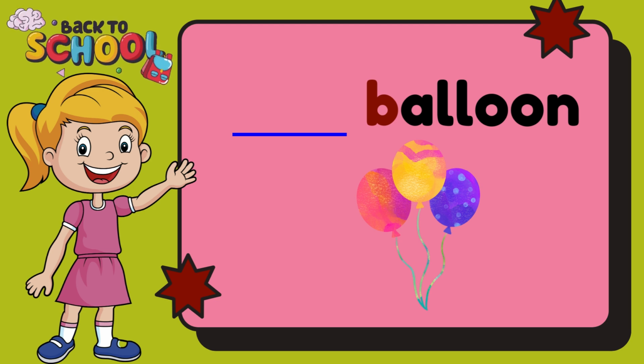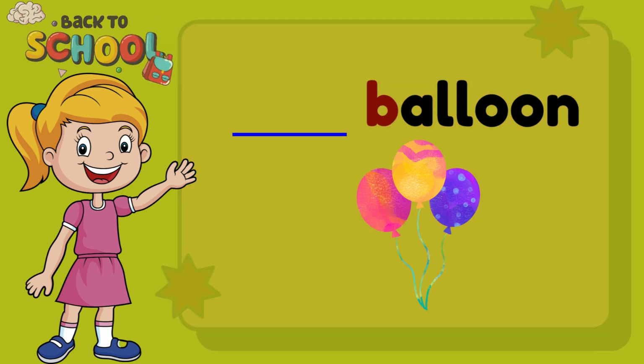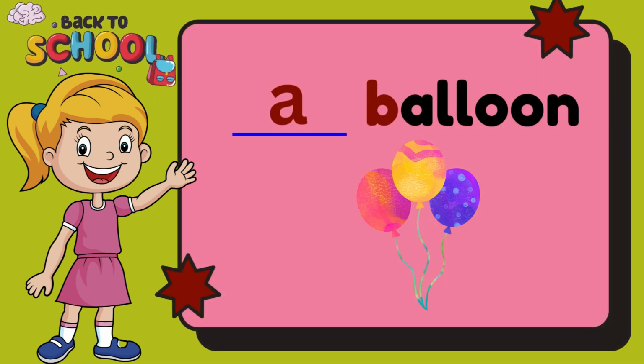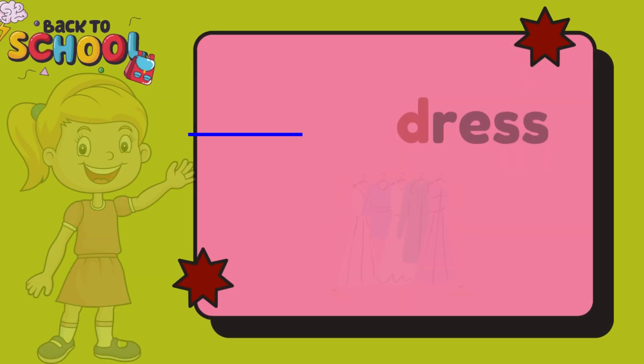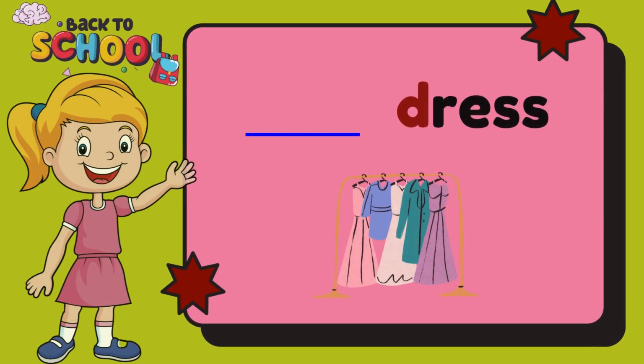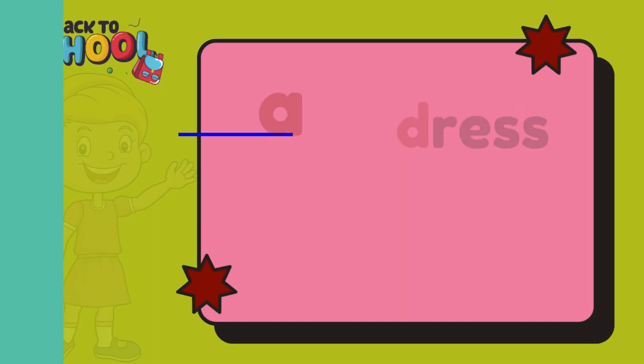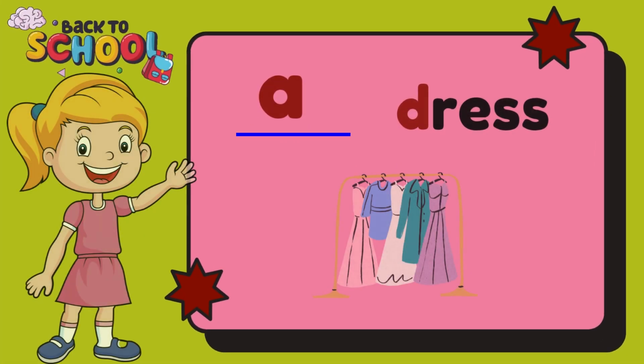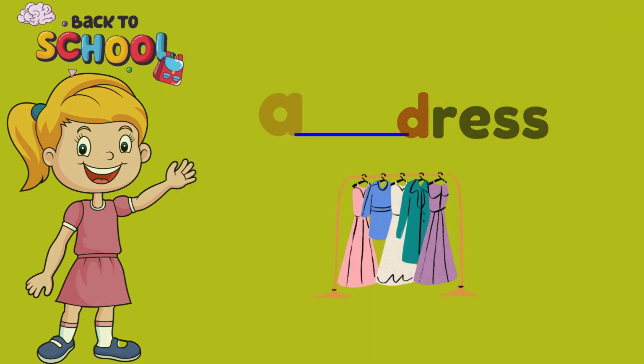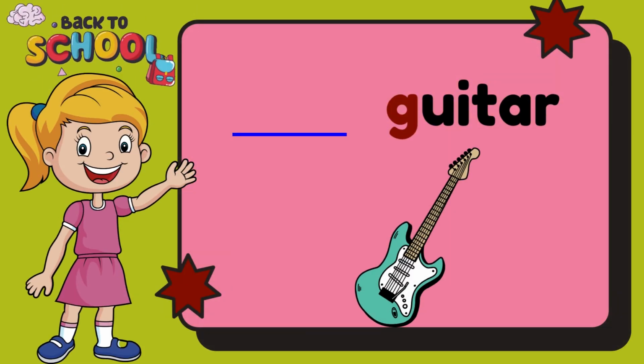The word balloon starts with a consonant, so we say a balloon. The word dress starts with a consonant, so we say a dress. The word guitar starts with a consonant, so we say a guitar.